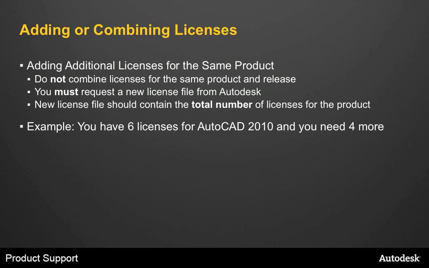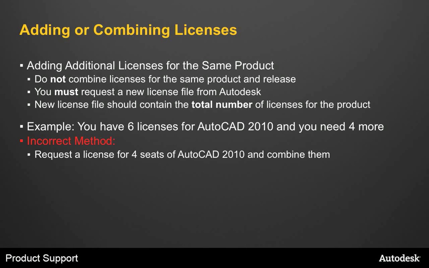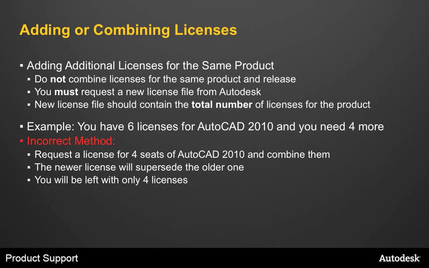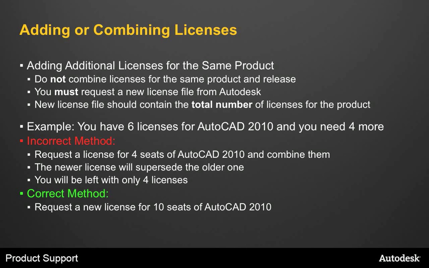And the new license file should contain the total number of licenses for the product. For example, you have 6 licenses for AutoCAD 2010 and you need 4 more. The incorrect method is to request a license for 4 seats of AutoCAD 2010 and then try and combine them in the license file. What will happen is the newer license will supersede the old one and you'll be left with only 4 licenses. The correct method is to request a new license for 10 seats of AutoCAD 2010, and then replace the previous license information for 6 seats with the new license information for 10. So that's how you handle adding new licenses.